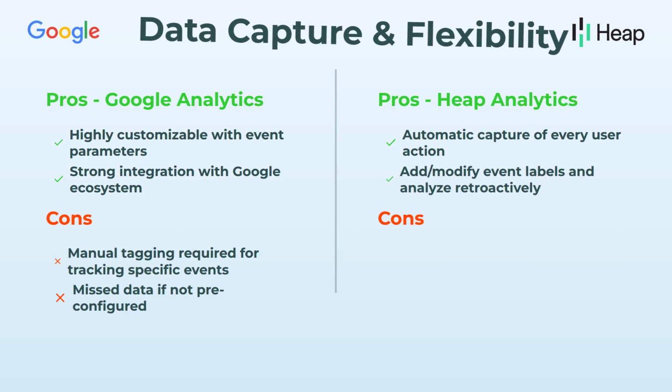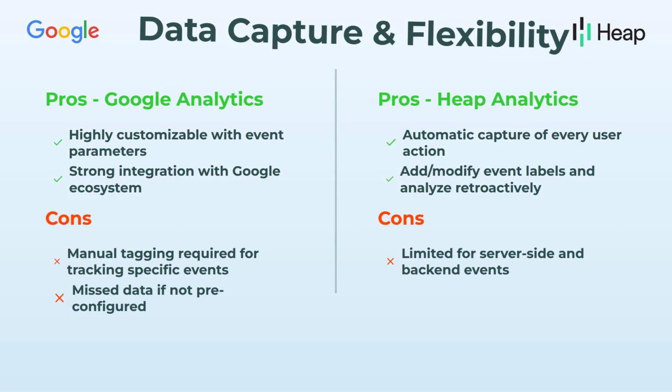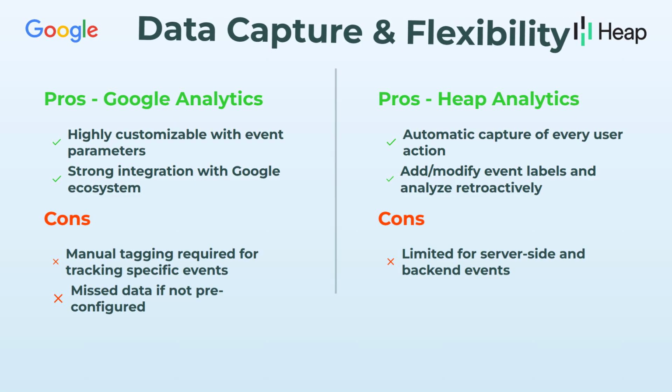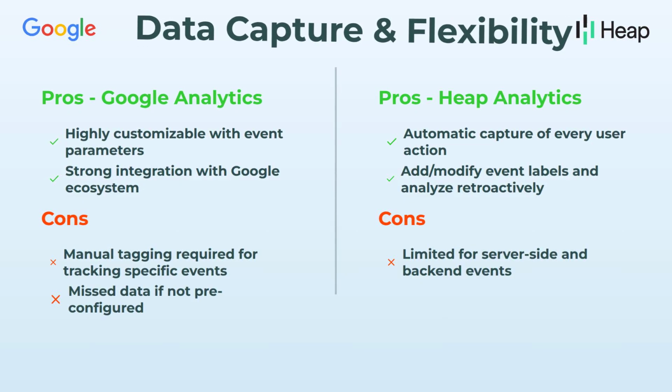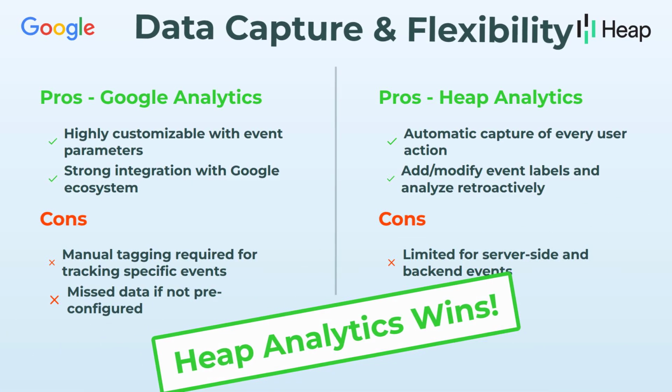Heap, though, swoops in with automatic capture of every user action. Seriously, you can add or tweak event labels even after the fact. Retro analysis? Yes, please. Trick is, if you need to track backend or server-side stuff, Heap isn't as robust unless you put in extra effort. But for just web-based actions, Heap comes out on top again.